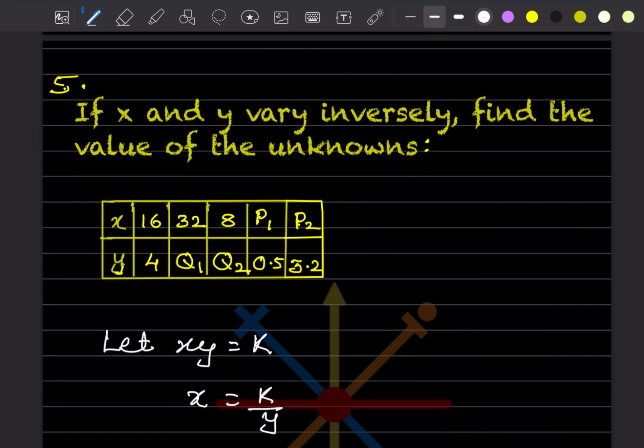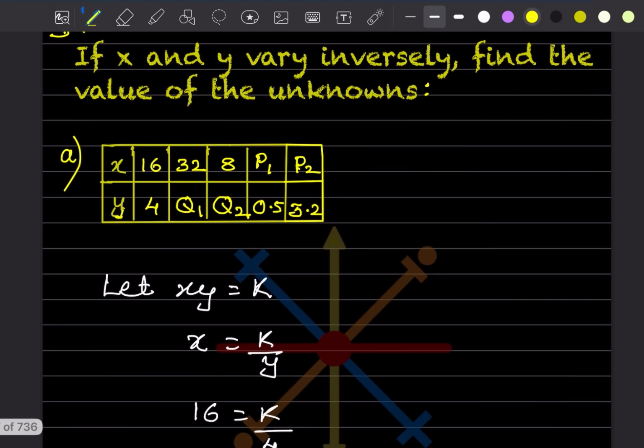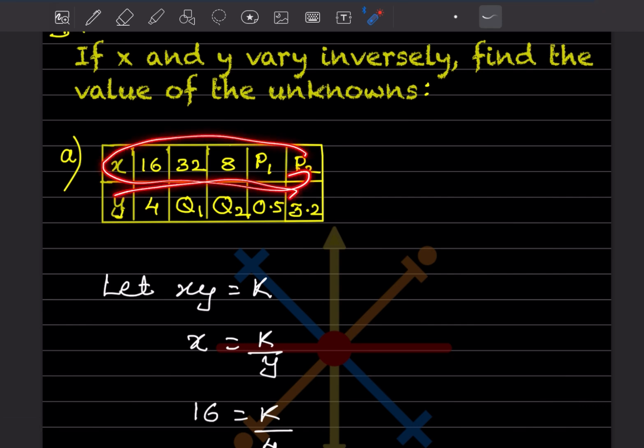Here we'll write, if x and y vary inversely, find the value of the unknowns. Now let us see this problem first. So this is A. It's given here, these are the x values and these are the y values. They put here P1 and P2, these values are not given. Here Q1 and Q2, that is not given. Those are the unknowns that we have to find out.